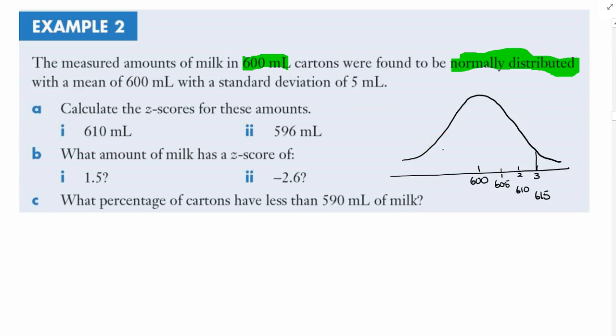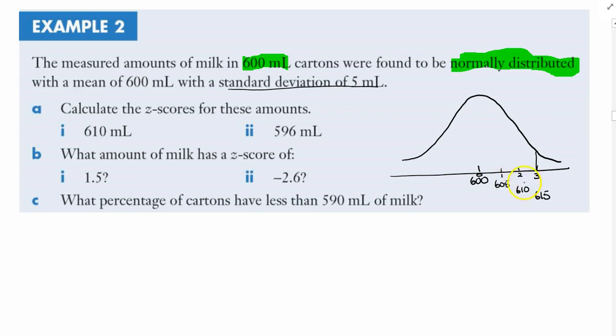So you can see there that I've drawn the normal curve, I've put my mean in, used the information about 1 standard deviation being 5, and should have highlighted that actually, standard deviation being 5 mil. So not only have I got my actual quantities of milk, I've got my Z-scores. A Z-score of 1 gives us 605 mils of milk. A Z-score of 2 gives us 610.